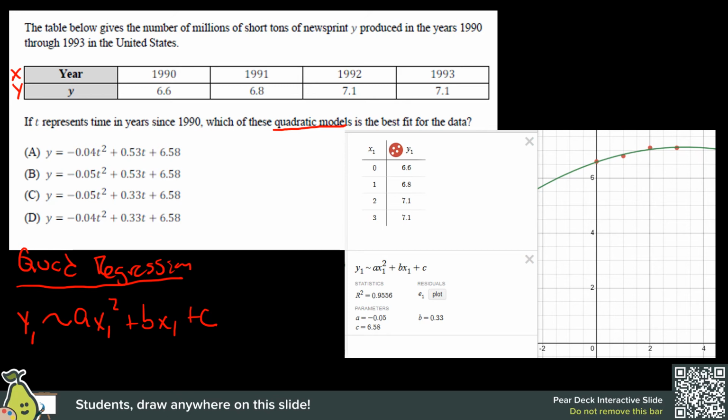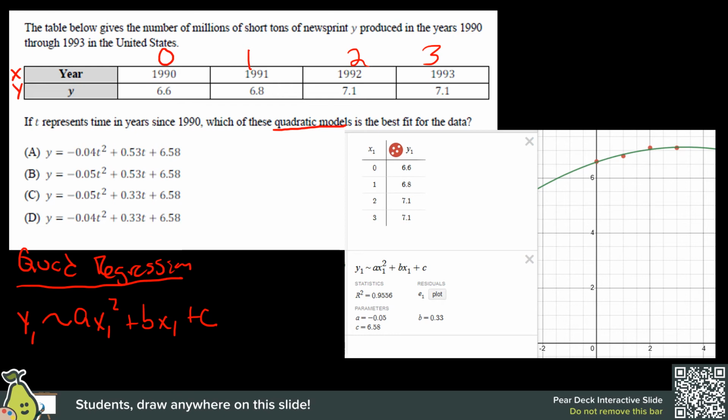Now what's important when we have years is you never ever want to use the years. You always start with the first value as 0, 1, 2, 3. Again, never use the years, that's a trap. If you use the years, you're going to get incorrect values. So when we're putting this in here, our x values would be 0, 1, 2, 3. Our y values would be 6.6, 6.8, 7.1, and 7.1.